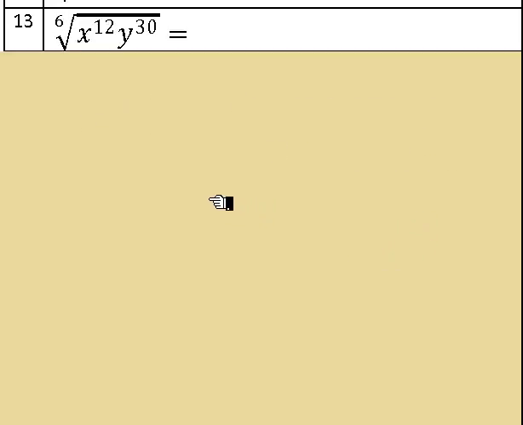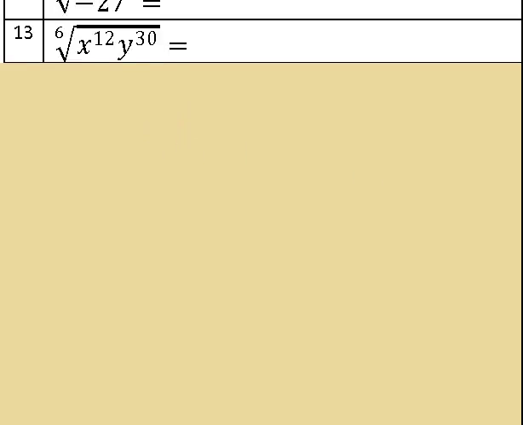In number 13, we have an expression containing variables. We want the 6th root of x to the 12th times y to the 30th. So to take the 6th root of a power, we just divide the exponents by 6. So both exponents are divisible by 6, so that would be x to the 12 divided by 6, or x squared, and y to the 30 divided by 6, or y to the 5th.